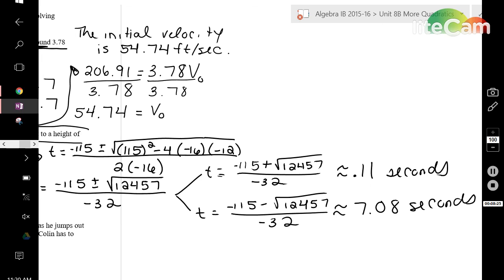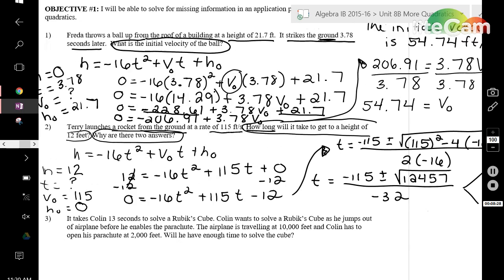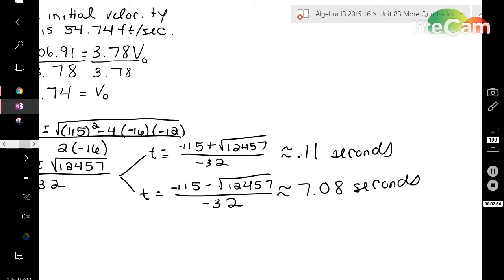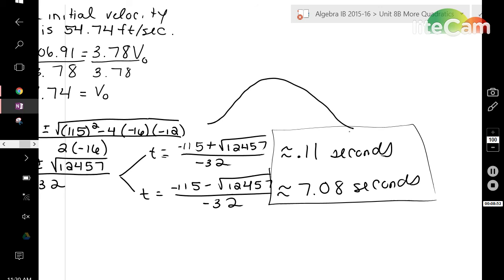So the original question asked how long will it take to get to a height of 12 feet and why are there two answers? Well, I have two positive answers. I have 0.11 seconds and 7.08 seconds. So that's how long it will take to get to that height. And the reason there's two answers is because a rocket goes up and down. So the rocket's starting on the ground and it's launched, it goes up, and eventually it will come back down. So at 12 feet, it'll hit 12 feet on this side going up, and it also reaches 12 feet again on its way back down. So after 0.11 seconds, it'll be 12 feet on the way up, and after 7.08 seconds, it will be 12 feet on the way back down. And that is why we have two answers for this.